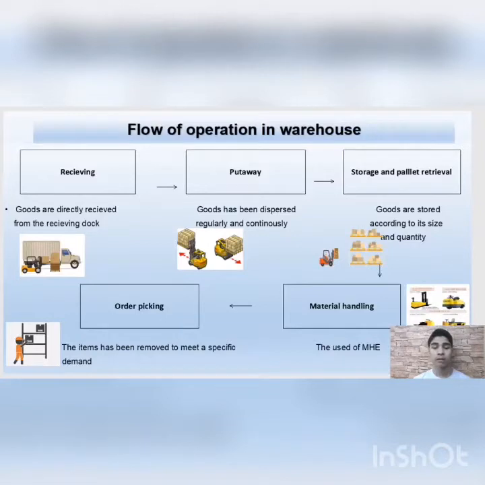Basically, there are a few storage methods that we can use to store goods. For example, static shelving, mobile shelving, pallet racking, multi-tier racking, floor marking, and wire partition.